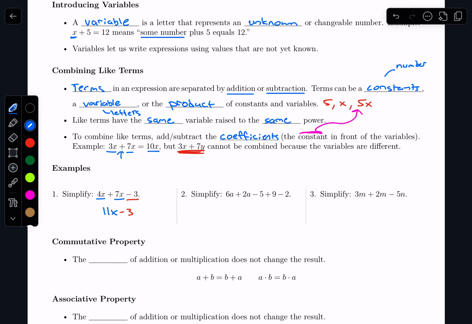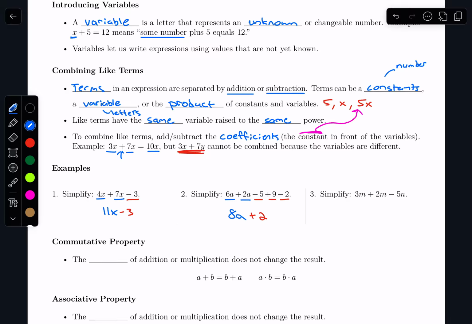In the next one, we have 6a plus 2a minus 5 plus 9 minus 2. The only things with a's are the 6a and 2a, so we add those coefficients to get 8a. And then all the constants here, we just add and subtract like normal. Negative 5 plus 9 minus 2 is going to add up to be positive 2. So altogether, we have 8a plus 2.